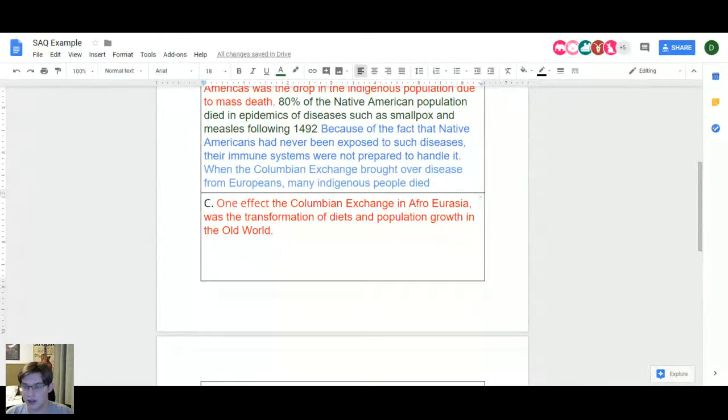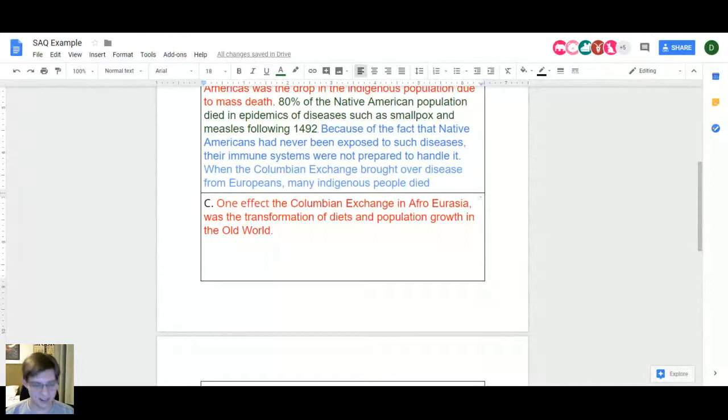Wasn't the Columbian Exchange last year's LEQ? Yeah, I butchered it, so I probably got like a 3 on it. I wrote that there was population increase among native populations, and I still got a 5. I don't deserve it. So yeah.